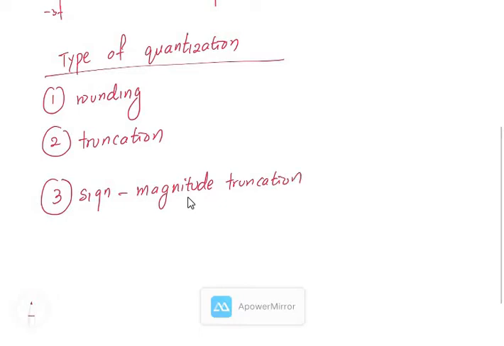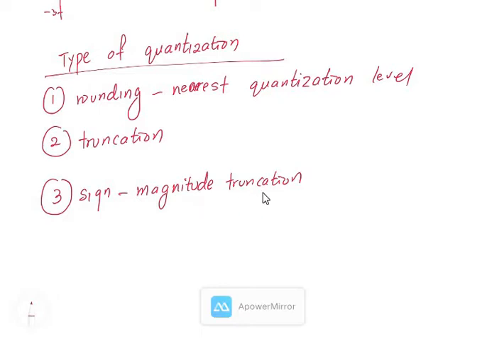For the rounding, we find the nearest quantization level. And for the truncation is to find a level that is smaller than the next higher one. And for the sign and magnitude truncation is truncating smaller absolute value. And this one we seldom use it.